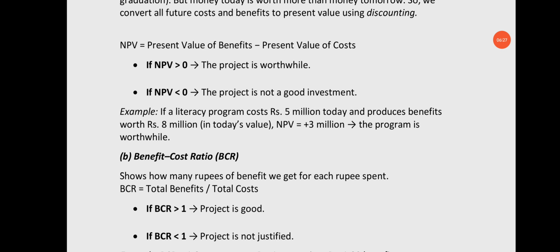For example, if a literacy program costs 5 million today and produces benefits worth 8 million in today's value, NPV is equal to plus 3 million. The program is worthwhile.